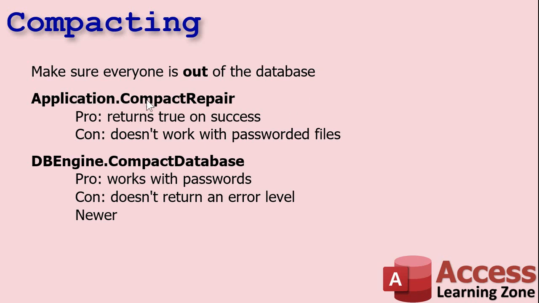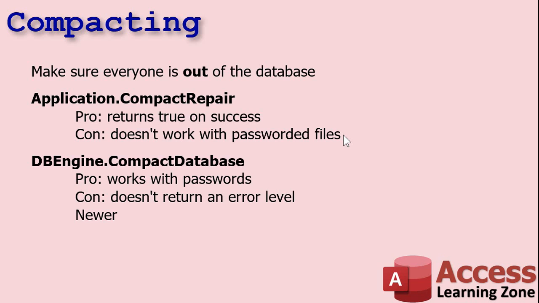Now, Application.CompactRepair has been around for a while. The pro is it actually is a function, so it'll return a true if it's successful and a false if not. You can handle that accordingly. The con is it doesn't work with passworded files. So if you have a password on your back end, then you cannot use CompactRepair.